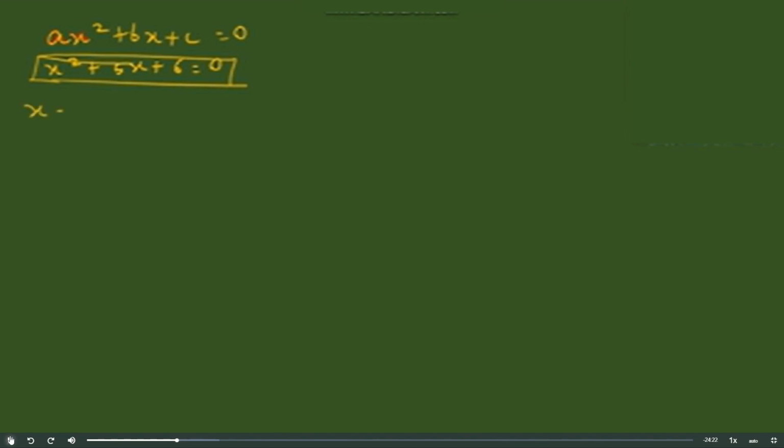Now I gave you one equation in the form ax square plus bx plus c equal to 0. X square plus 5x plus 6 equal to 0. This is the equation I gave you. And I am also giving you the fact that the roots are x is equal to minus 3 and x is equal to minus 2. So these are the roots of the equation.